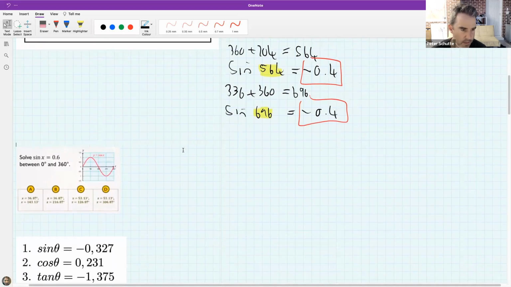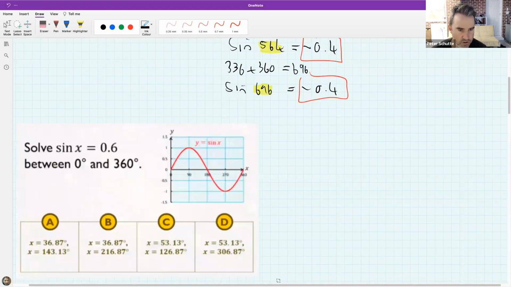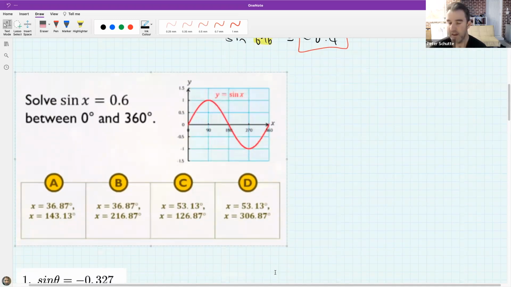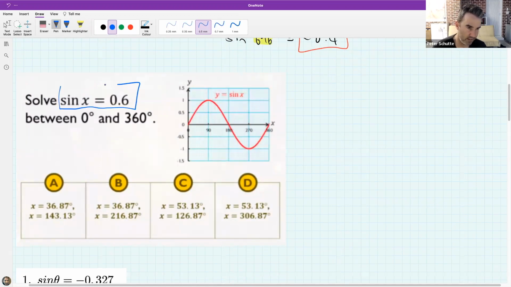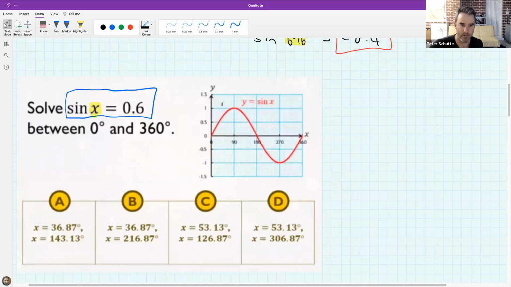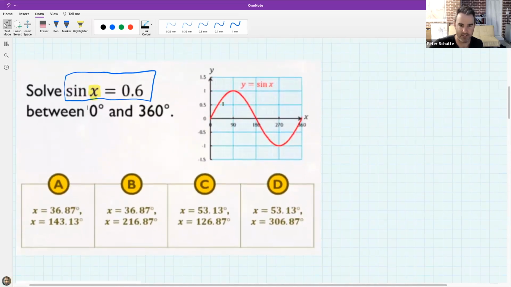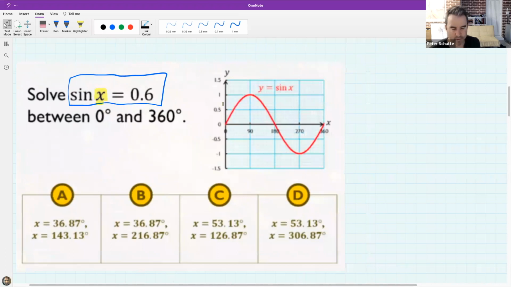Here's another question like this. The trig equation that I'm giving you says that the sine of x is equal to 0.6. It's an equation because we're trying to find what value of x will make the sine of x give me 0.6. Now, I've given you a whole bunch of options at the bottom, but I've also given you the graph y equals sine x. Using what I just did above, can you try and work out which of these four options is correct?